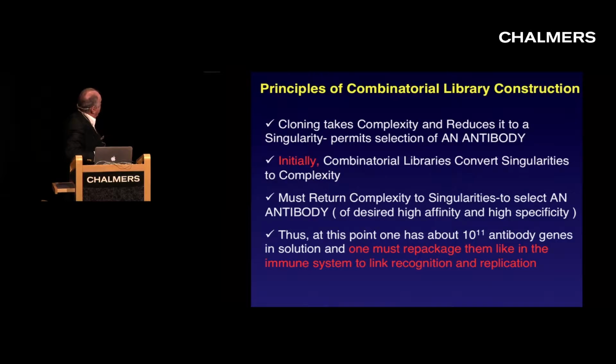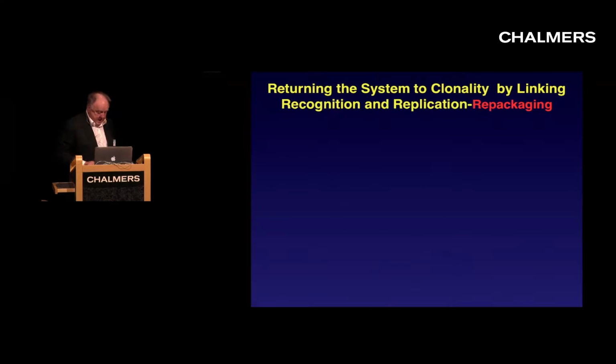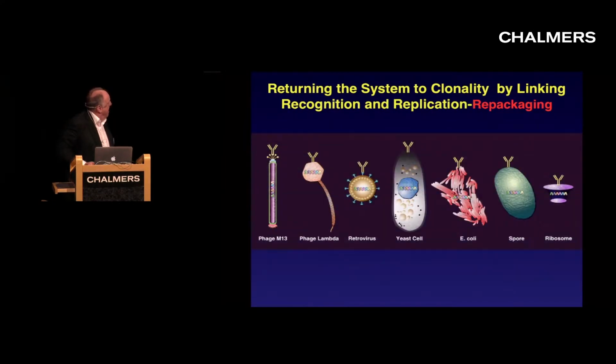So in order for it to work, you must return complexity to singularities, because that's the basis of the selection. So now, as I told you earlier, we have 10 to the 11th antibody genes in solution, and they must be repackaged. Now, these are some of the repackaging devices. The original was lambda. Yeast is very, very prominently used. Even the ribosome is used. But the central commonality of all of this is that the genome, the gene, and the phenotype are linked.